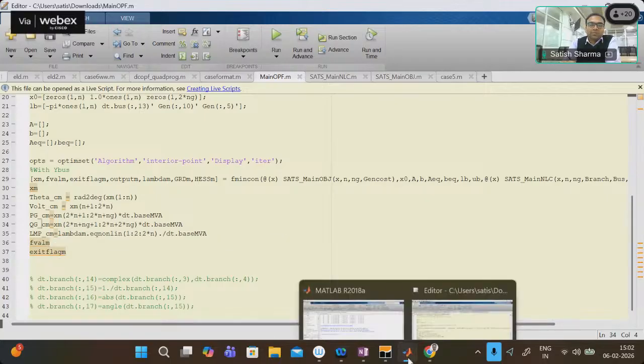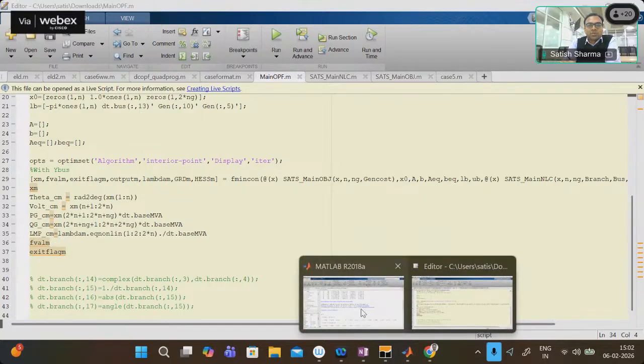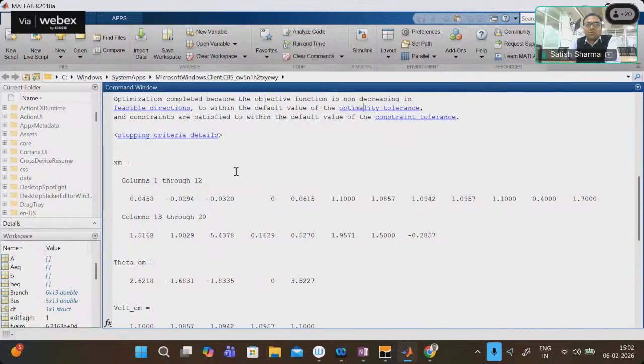So if you see here, we have obtained this solution. This is my X solution. This is how it looks like. Here you can see that 1, 2, 3, 4, and 5.